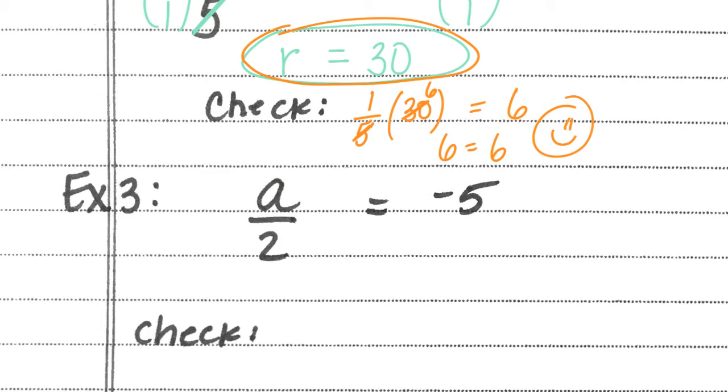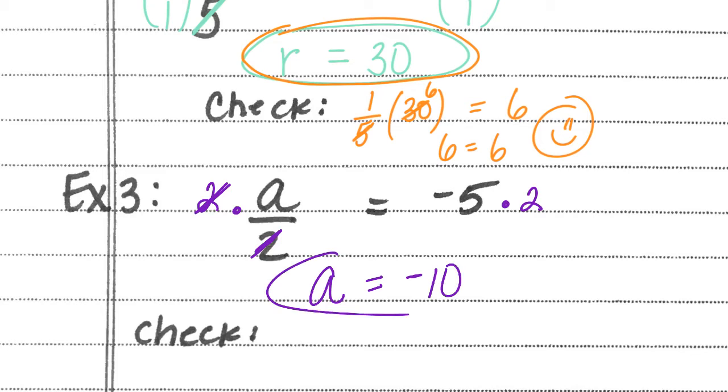For number 3, a is being divided by 2. The opposite of division is multiplication. What I do to one side, I do to the other. These cancel out to just give me an a. Negative 5 times 2 is negative 10. You got to know your integers. See how it's cumulative? It keeps building and building.